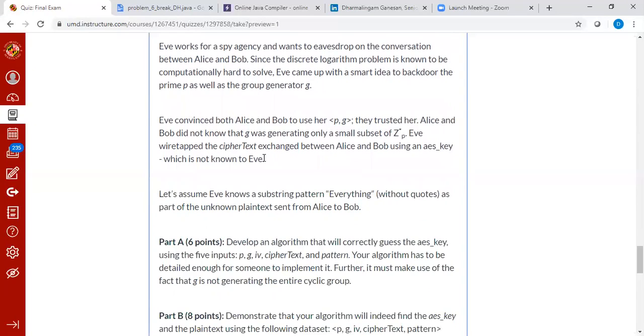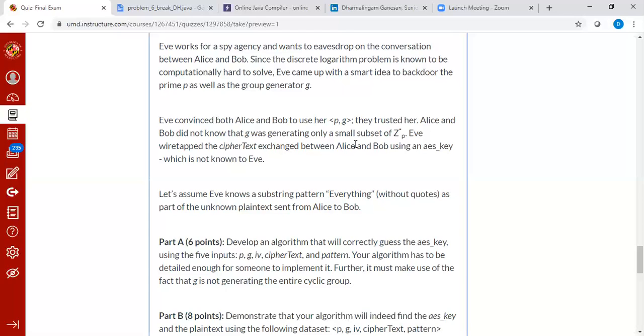One thing that we can try is the fact that G was arguably generating only a small subset of ZP star. We don't really know what small means exactly, but one guess we may try is that G is probably not going to generate a large subset of ZP star. Otherwise, even Eve wouldn't be able to break it. So maybe Eve was just generating a small subset of ZP star that she could brute force, essentially.